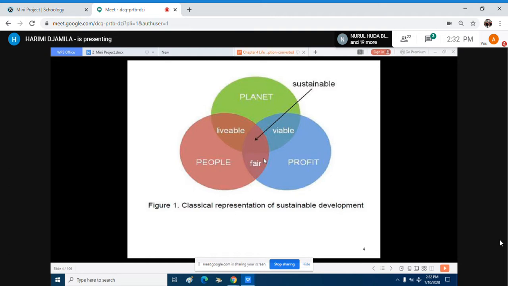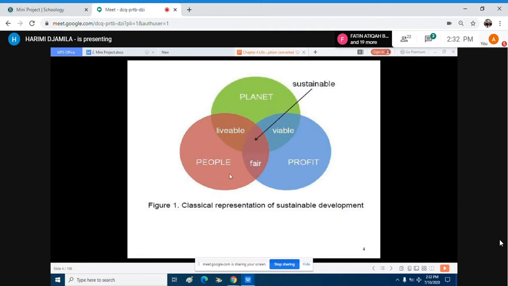Okay, when we talk about planet and profit, we are talking about viable. What does that mean? So we have livable, the intersection between people and planet. What I mean by livable is worth living or fit to live in.